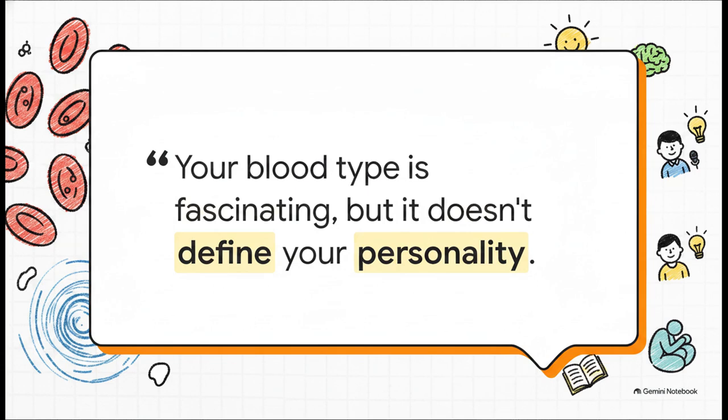Which brings us to a really wonderful quote directly from our source material. Your blood type is fascinating, but it doesn't define your personality. The complex biological markers on your red blood cells dictate how your immune system responds to a transfusion, not whether you're an introvert or an extrovert. And honestly, the actual science of your biology is awe-inspiring enough all on its own without making stuff up.